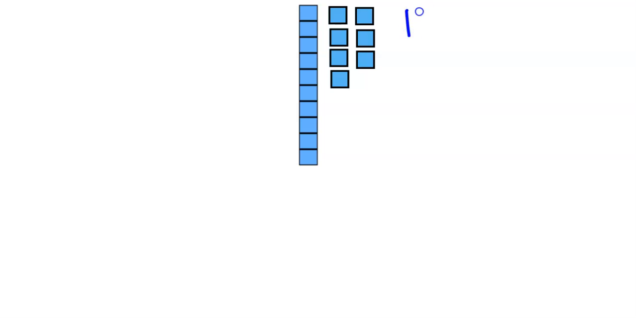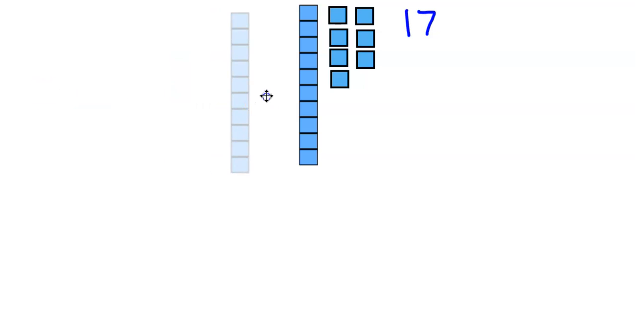So let's represent the number 17. Okay? All right, now, how do we know that's 17? Because we know this is 1 10 and 7 ones. So a 10 and 7 more makes 17.